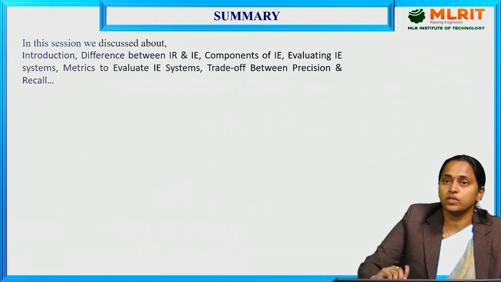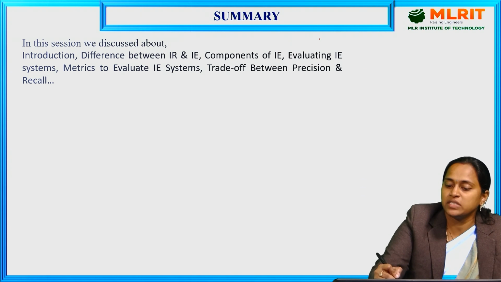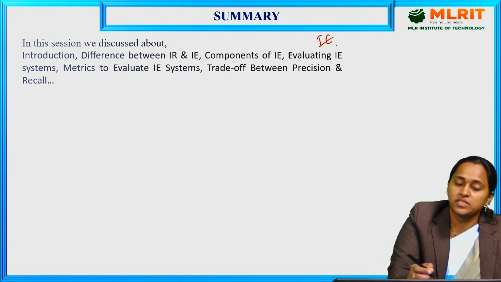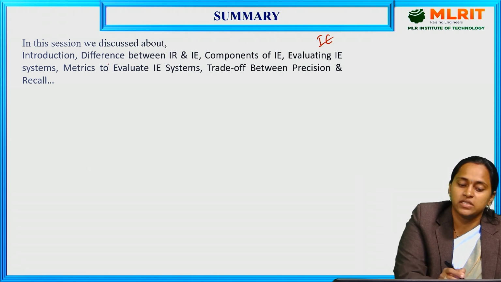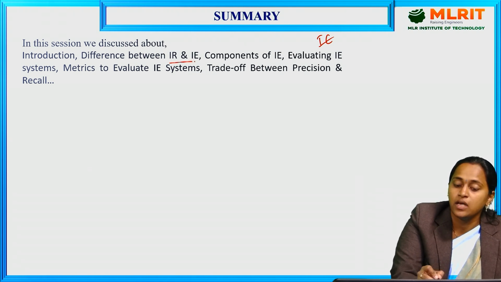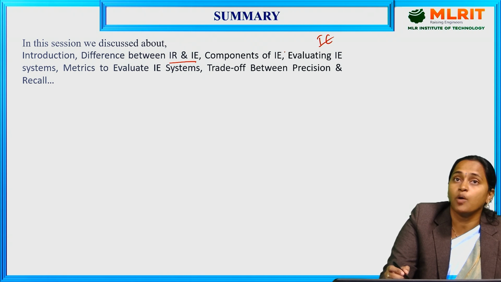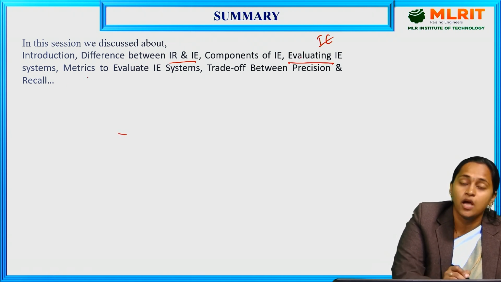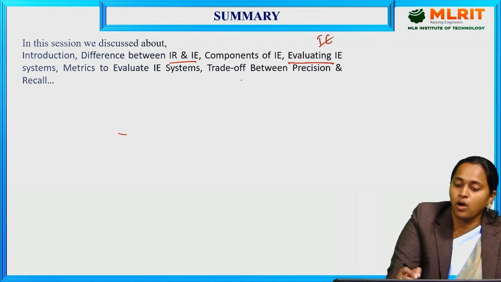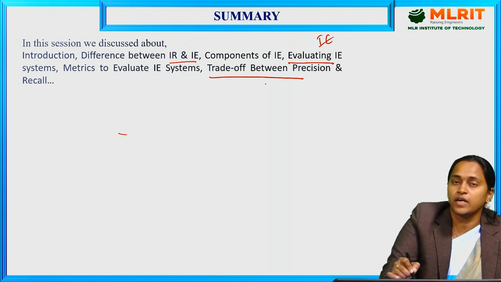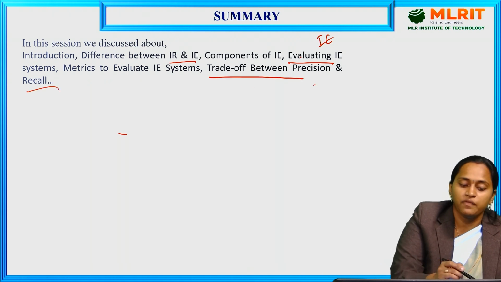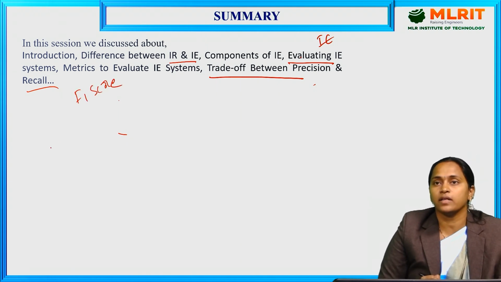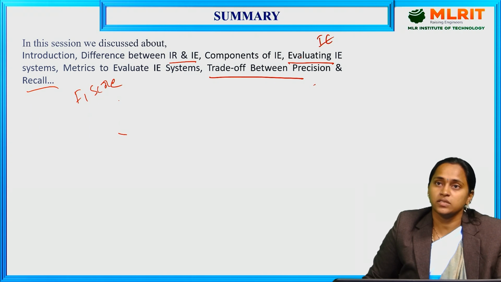This is all about information extraction. Information extraction is one of the NLP applications, a very important one. In today's session we discussed information extraction, the difference between IR and IE, information retrieval and information extraction, the components of IE, and evaluation: how we evaluate information extraction using the metrics precision and recall, and the trade-off between precision and recall to find the F1 score. By merging precision and recall, we get the F1 score. This is today's session.